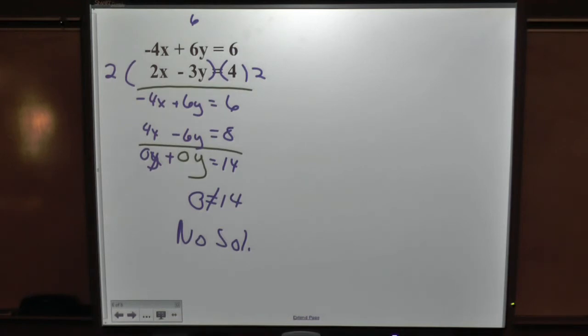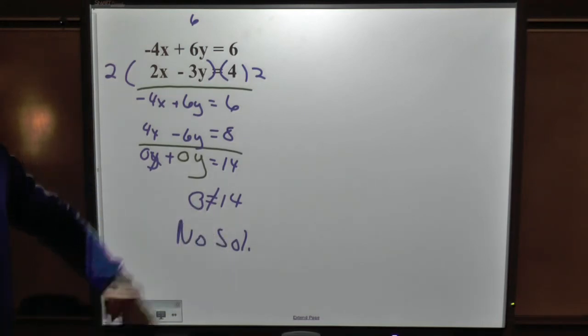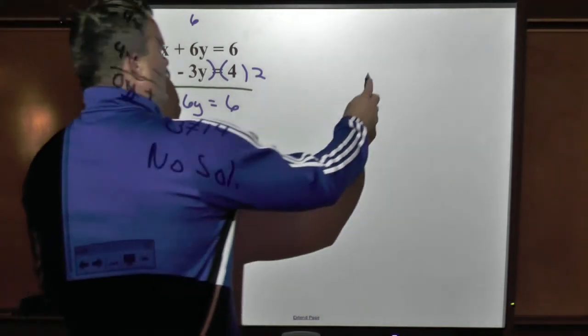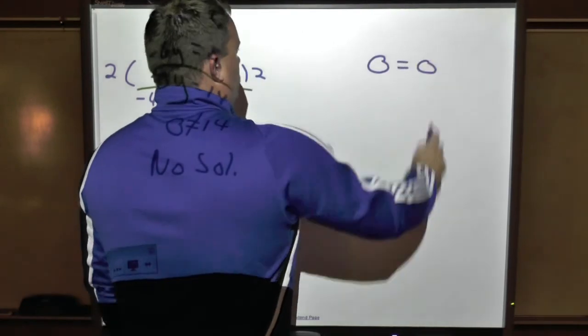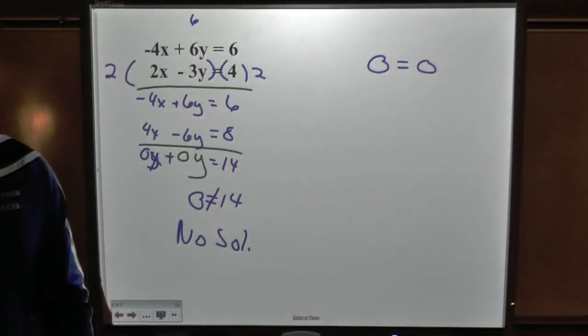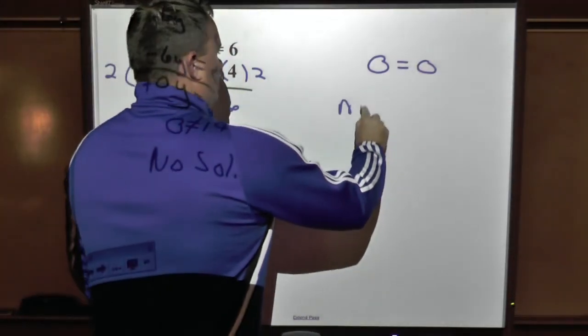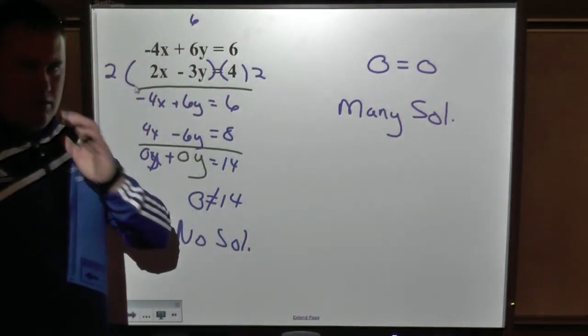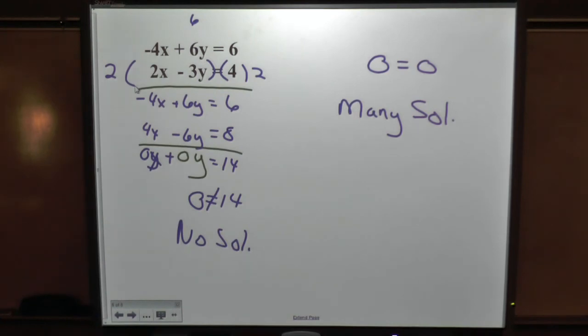These two lines will not intersect, which, as we talked about before, the solution to a system of equations is where the two lines intersect. These two lines will not intersect, so you cannot get a solution. So, if you eliminate both variables, and you end up with a false statement, the answer is no solution. On the other side of that, if you end up with a true statement, like 0 equals 0, that means it's the same line. So that means the answer is many solutions. There are infinitely many solutions. That means it's the same line.